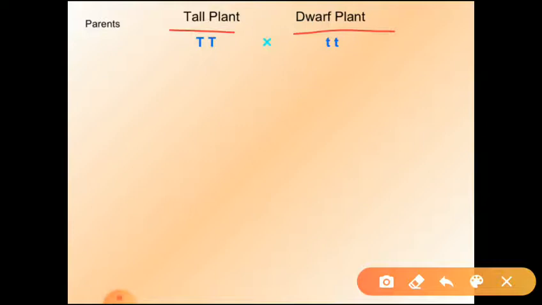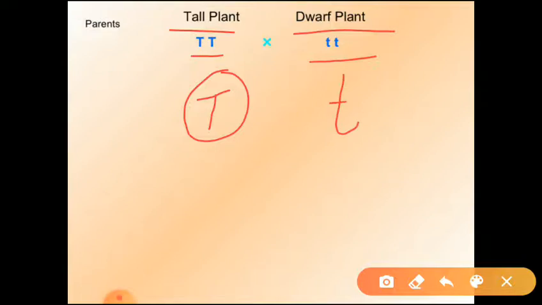Okay, then first we can take their gametes. Tall plant is represented by capital T, and dwarf plant is represented by small t. So from this tall plant, we can take T as a gamete, and from dwarf plant we can take small t as a gamete.